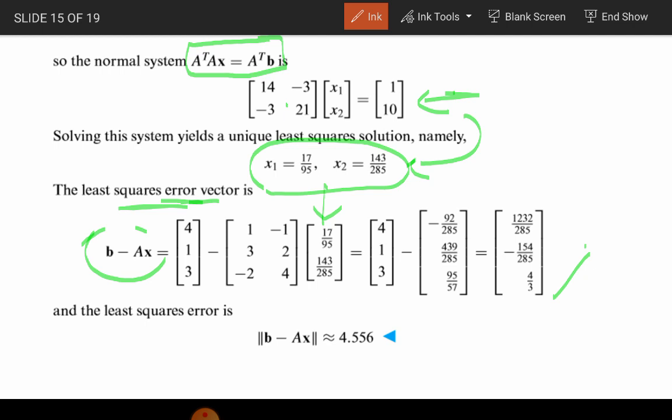And then how to find the least square error? By finding the distance of b minus ax. I hope you still remember how to find the distance. Then you can get this answer. So find the distance and then you get the answer.